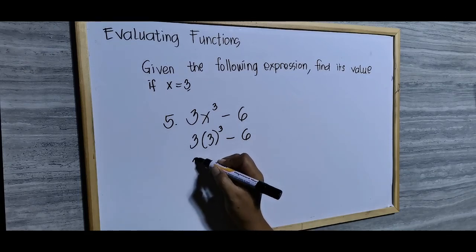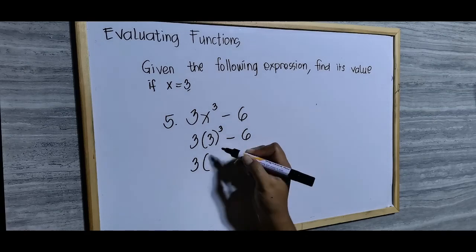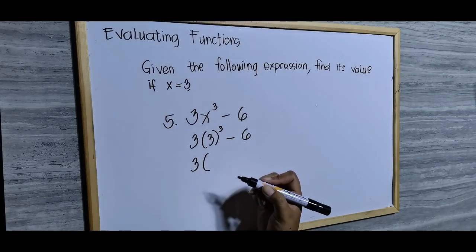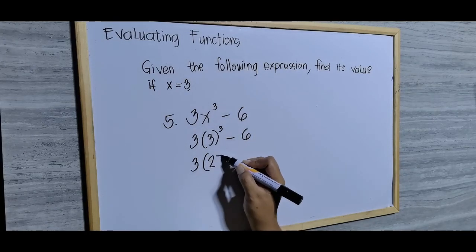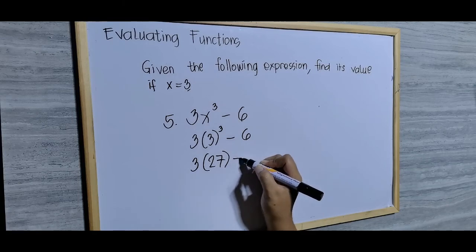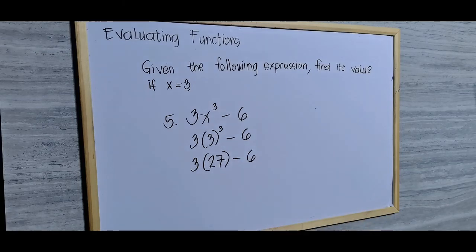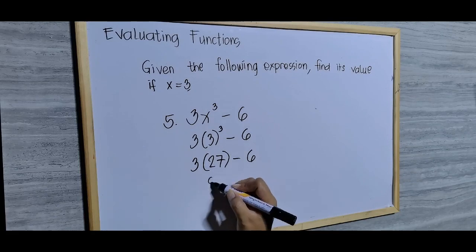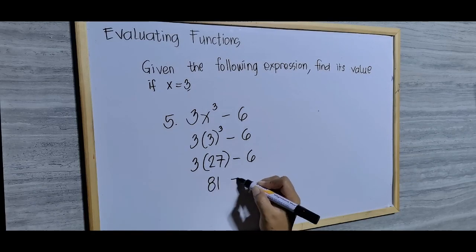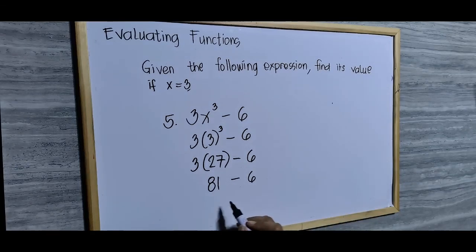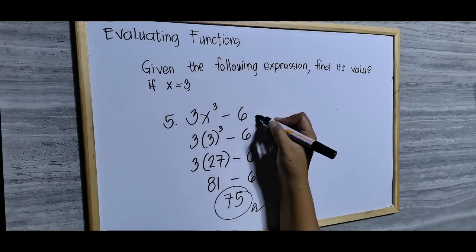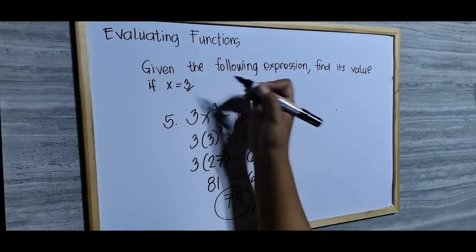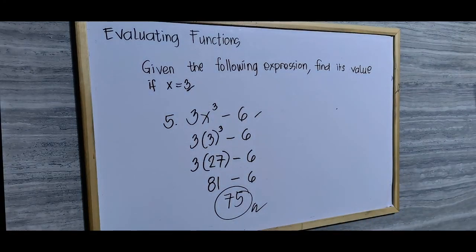So we have 3 multiplied by 3 cubed, which is 27, minus 6. So 3 multiplied by 27 is 81, minus 6. 81 minus 6 is 75. Therefore, the value of this expression when the value of x is positive 3 is 75.